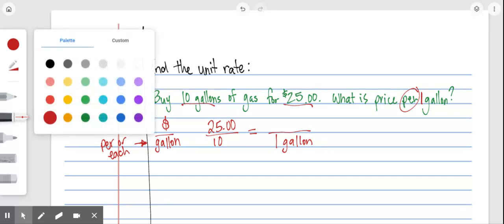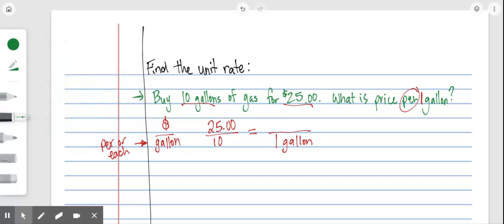Okay, this question is kind of interesting. So what I do is I say, okay, well, I know to get from 10 to 1 with multiplication or division, I'm going to divide by 10. Which means on the top, I'm also going to divide by 10. Okay. 25 divided by 10. I don't know that off the top of my head, so I'm going to do some math.